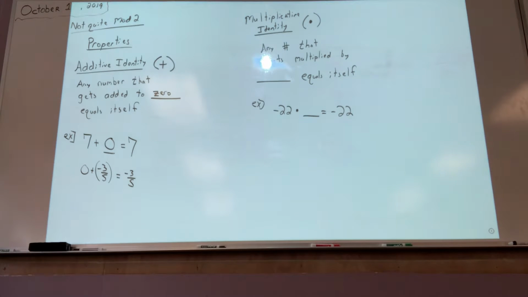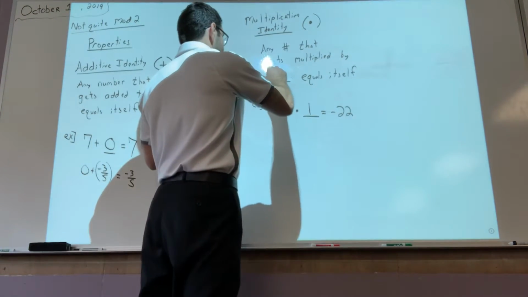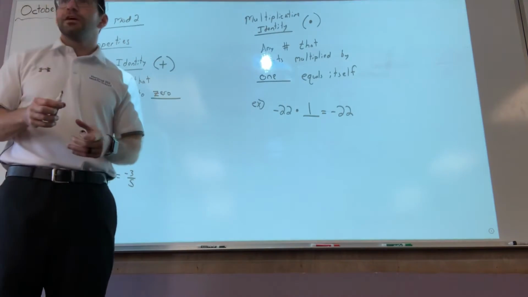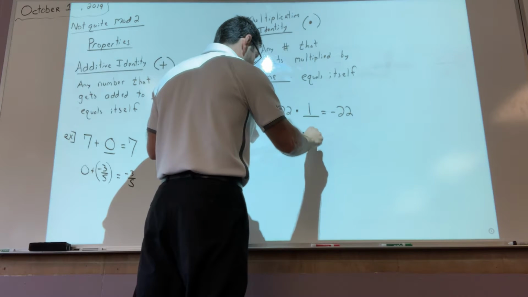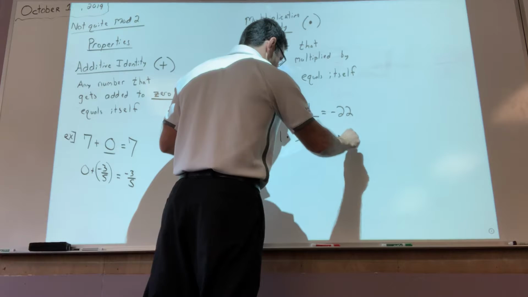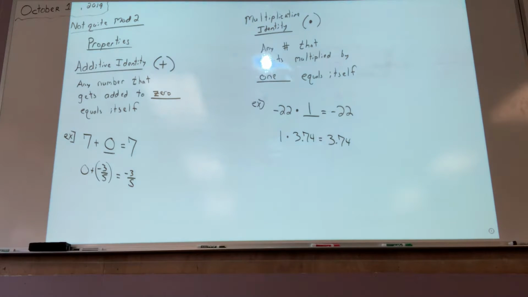Come on, I need somebody new. Go ahead, Brennan. 1. Yeah. If we multiply anything by 1, it will equal that anything. So it can be a negative, it could be positive, it could be a decimal. So I could have 1 multiplied by 3 and 74 hundredths equals 3 and 74 hundredths. Okay? Both of those are important. But when we start solving equations, there are 2 that are even more important. So make sure you have those copied down. I'm going to give you about 12 more seconds, mostly because I want to drink.